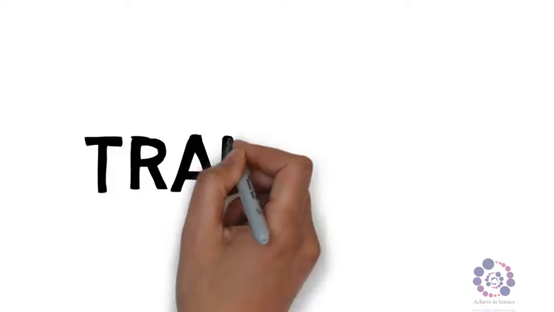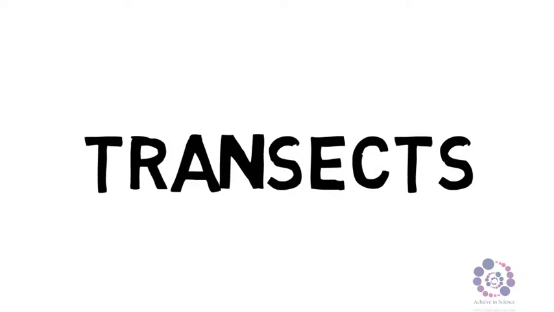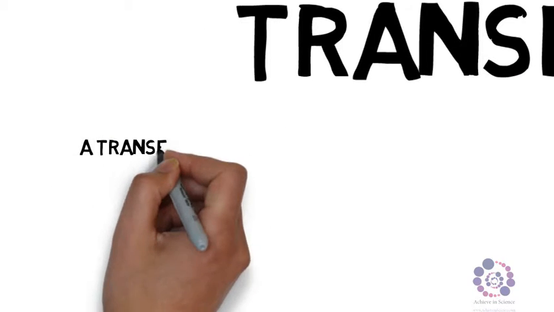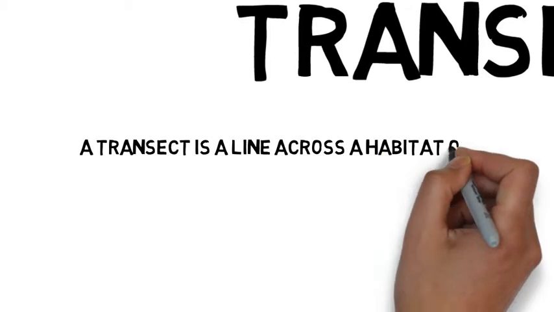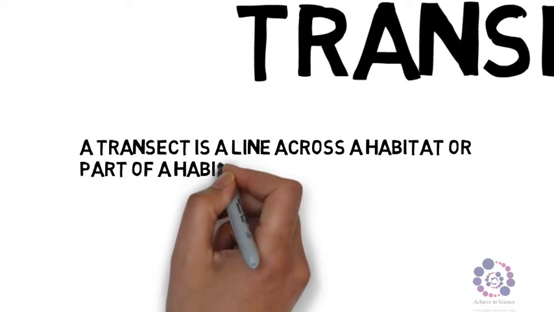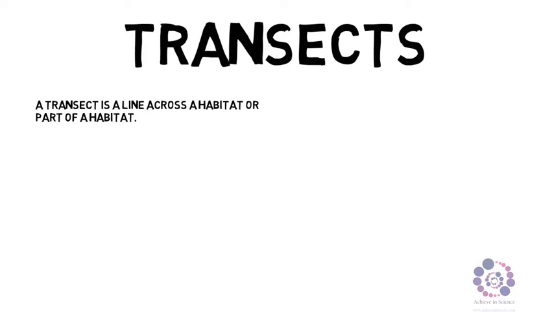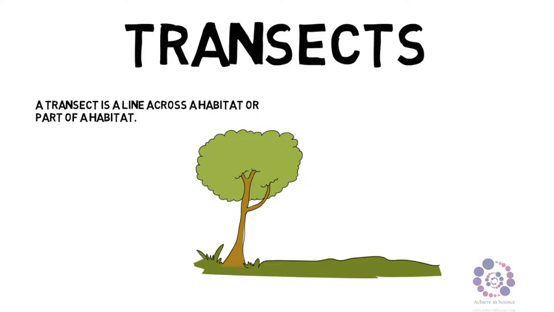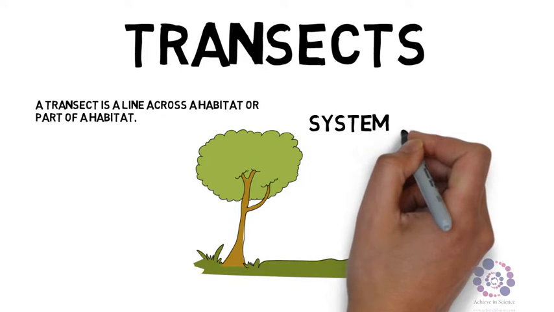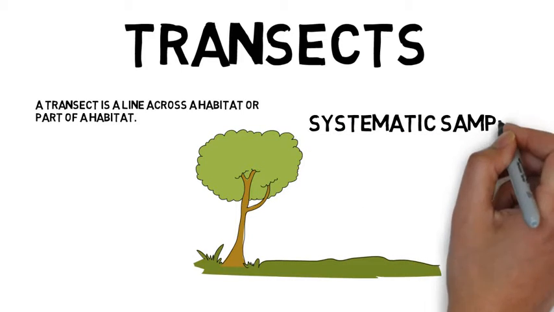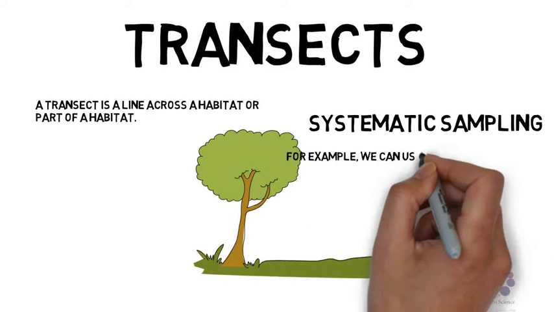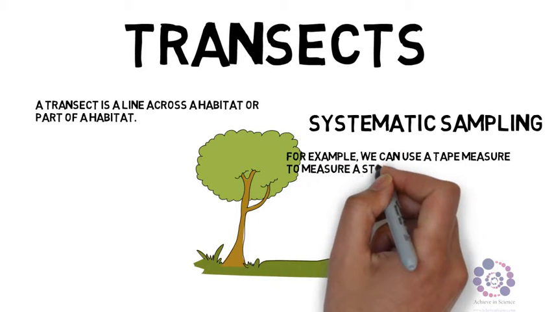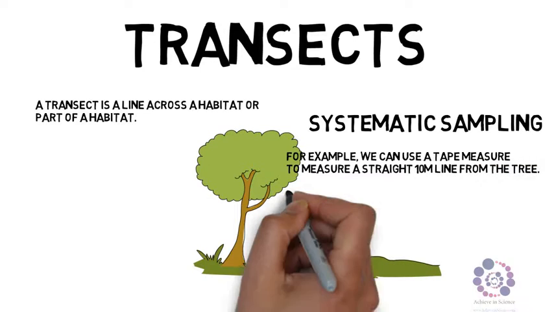So what is a transect then? Well, a transect is a line across a habitat or part of a habitat. Now there can be systematic sampling. Systematic sampling is where, for example, we can use a tape measure to measure a straight line of, say, 10 meters from a tree. This would provide us with a line transect.